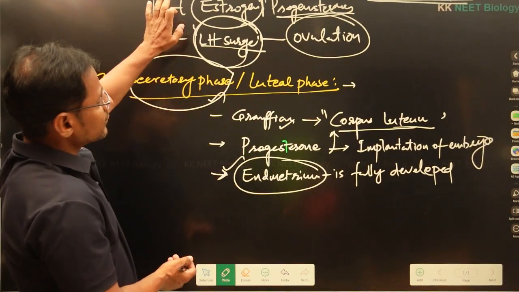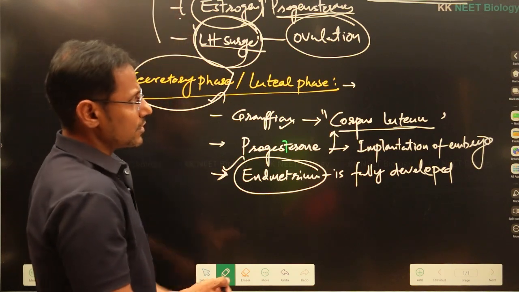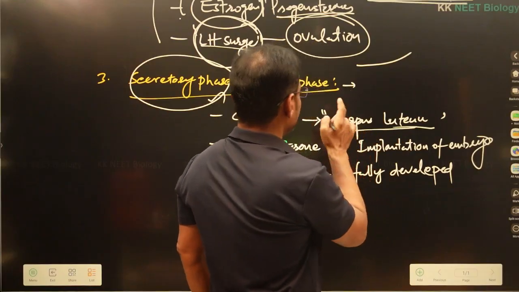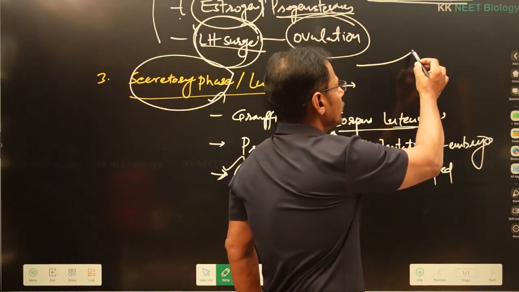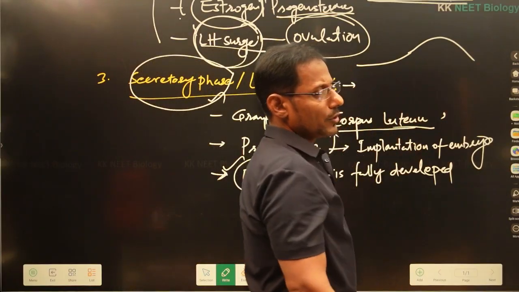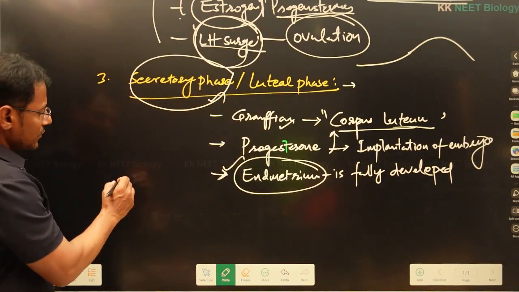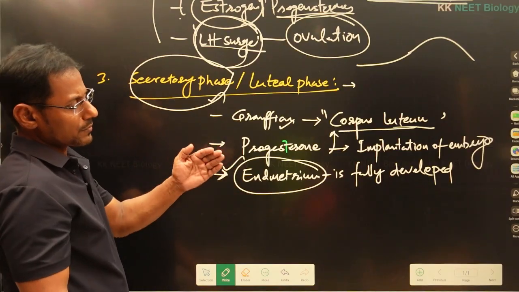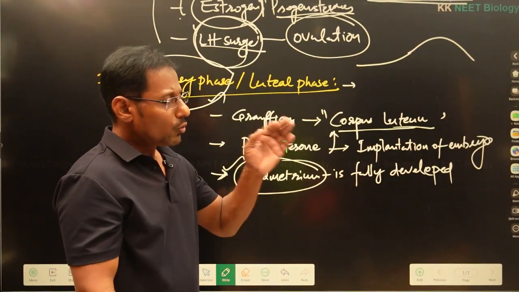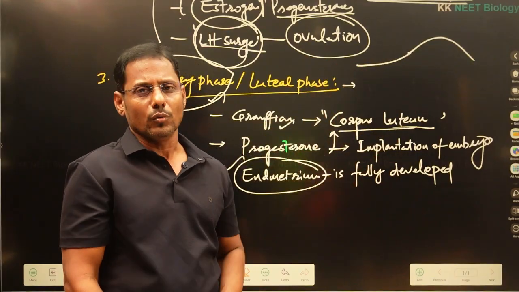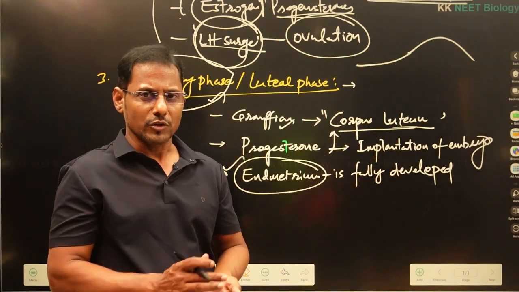Whereas in the first phase, the follicular phase, the endometrium is also going to develop slowly. But in this phase, the endometrium is going to develop high, because it is fully developed in this particular phase. And what is the next phase? Next, again the menstrual phase starts. So, if the egg is fertilized, then this endometrium will stay like that only. It is not going to be shed off from the uterus.